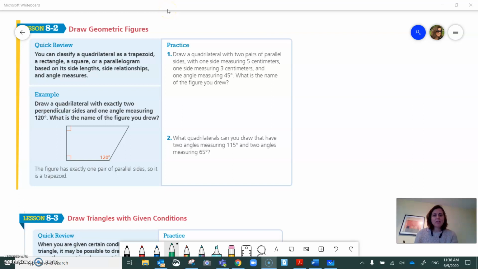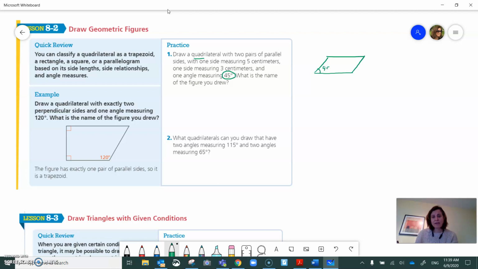In the first question, draw a quadrilateral with two pairs of parallel sides, one side measuring 5 centimeters, one side measuring 3 centimeters, and one angle of 45 degrees. So the fact that this is 45 degrees and not 90 means this is definitely not a rectangle or a square. And it's a quadrilateral, which tells us it has to have 4 sides, and 2 pairs of parallel sides. So I believe the only thing we can possibly draw would be a parallelogram.